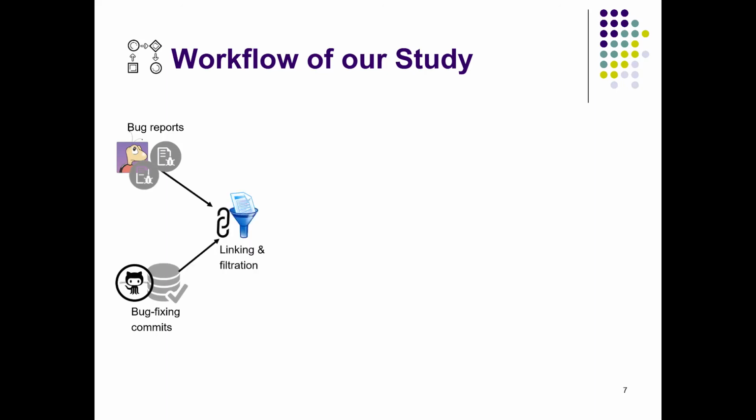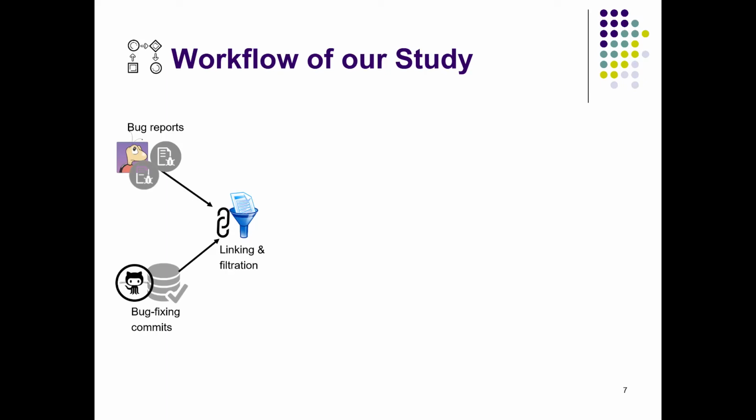Okay, so this is the workflow of our study. As you can see, we have collected bug reports from the bug tracking system. Then we also collected bug-fixing commits from the version control history. And then we did a bit of linking between these bug reports and these bug-fixing commits. And we also did a lot of filtration. The detailed steps can be found in the paper.